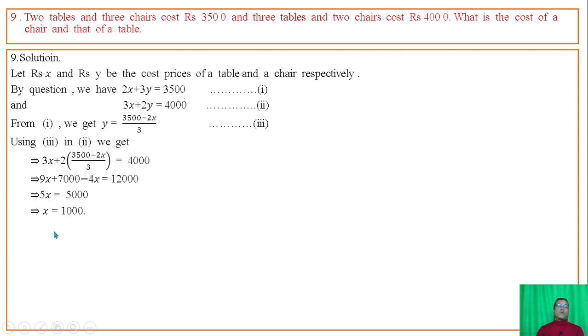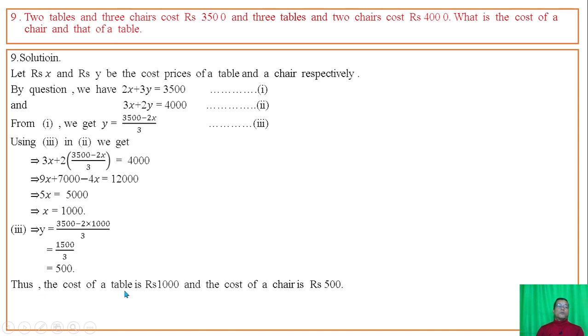x comes to 1,000, which is the value of x. Equation 3 gives y equal to 3,500 minus 2 into x, that is 1,000, whole divided by 3, which gives 500. Thus, the cost of a table is rupees x, the value 1,000, and that of a chair is rupees y, the value 500 rupees.